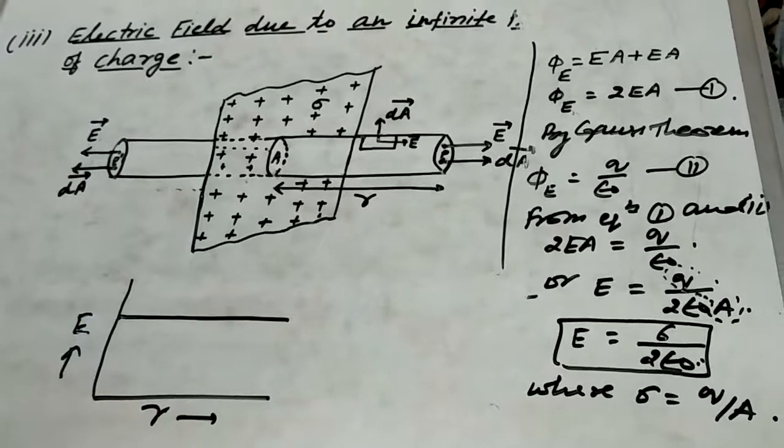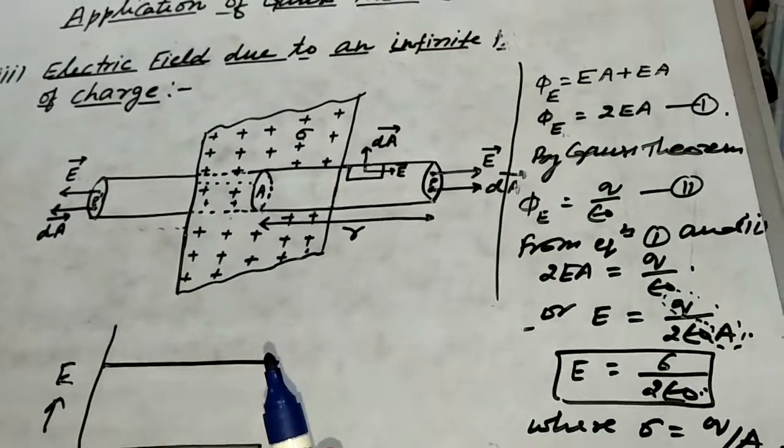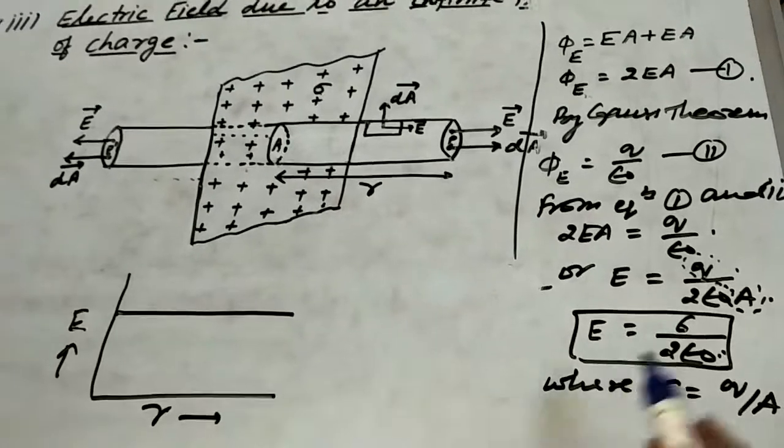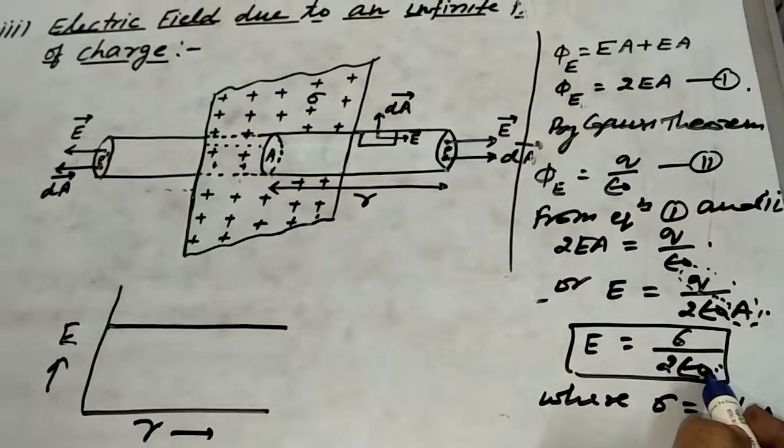So dear student, always remember this: the electric field due to an infinite plane sheet of charge is equal to sigma upon 2 epsilon naught, and it is independent of the position of the point P.